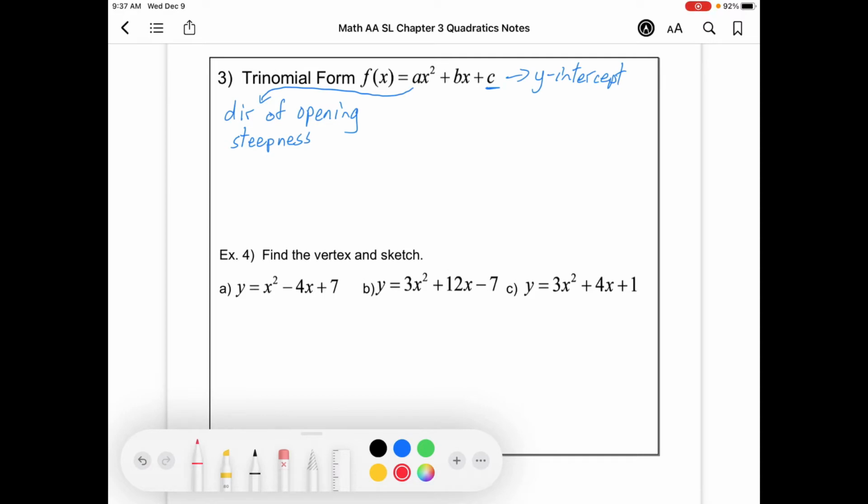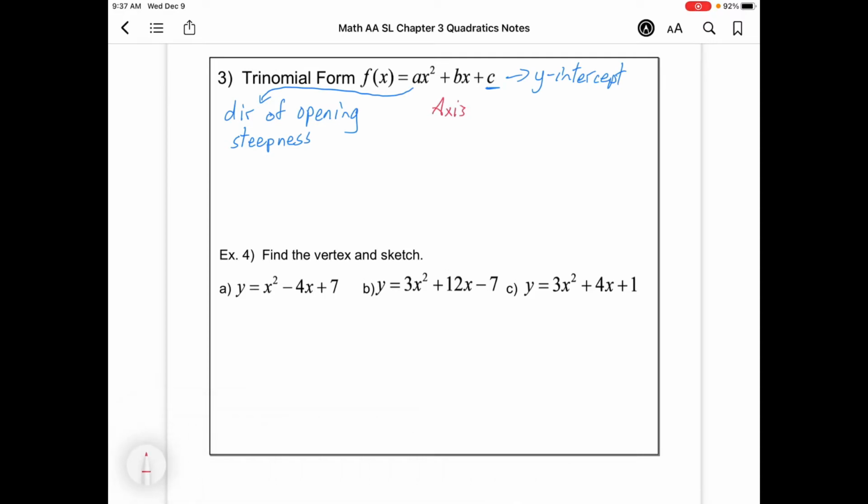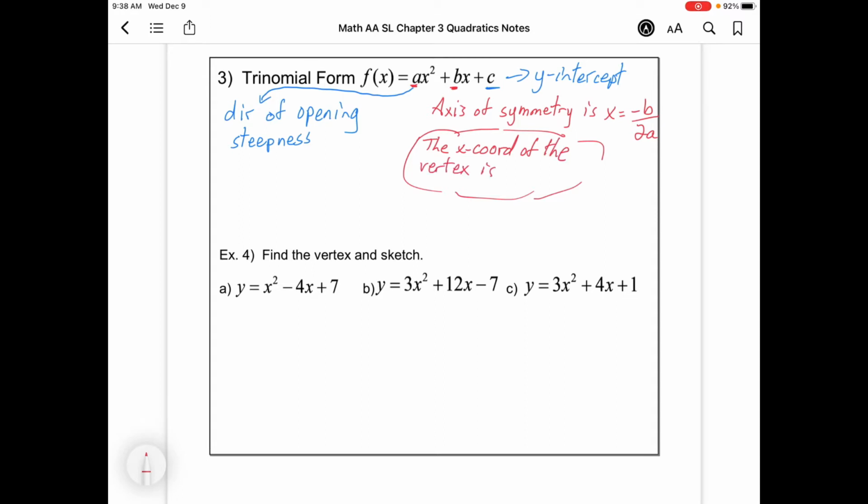The axis of symmetry, and we could use the quadratic formula to prove this, is going to come from some of these parameters. It's going to be x equals negative b over 2a. Just to be clear, the b is the coefficient of x, the a is the coefficient of x squared. Once we know the axis of symmetry, and that should be in our formula booklet, that's actually told us the x-coordinate of the vertex. The x-coordinate of the vertex is negative b over 2a.